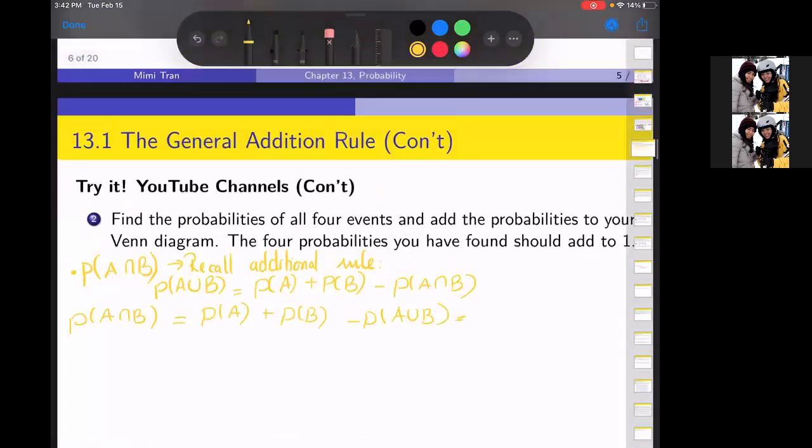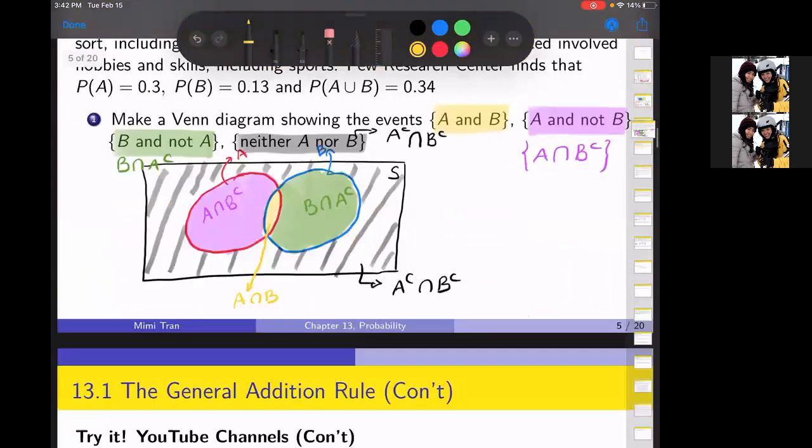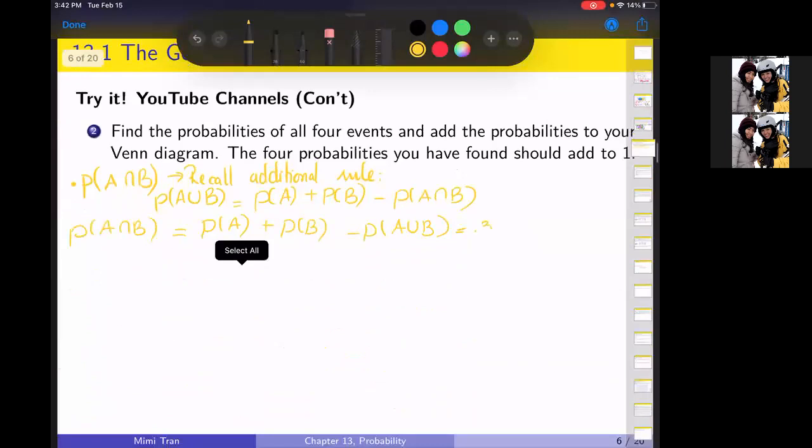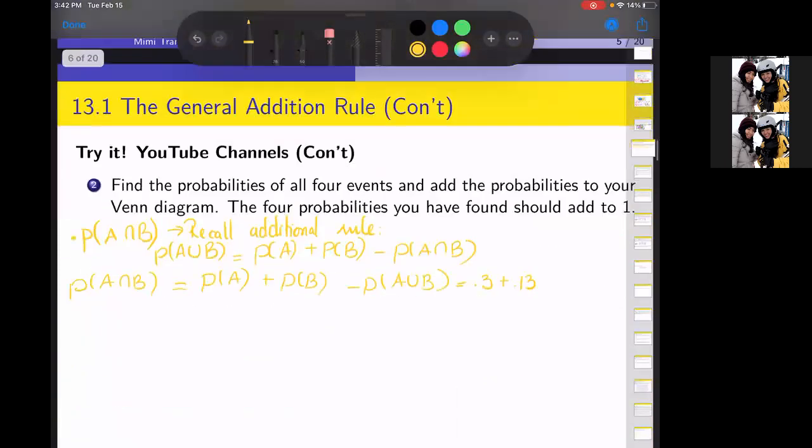You plug it in, see what's P of A. The P of A is 0.3. P of B is 0.13. P of A or B is 0.34.